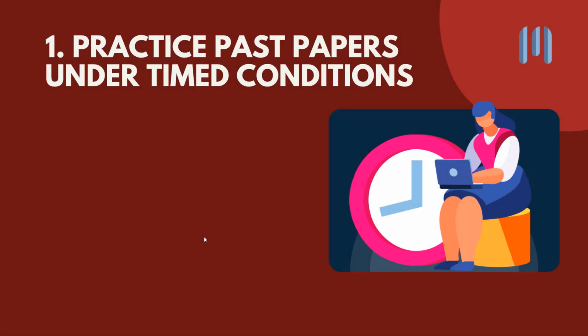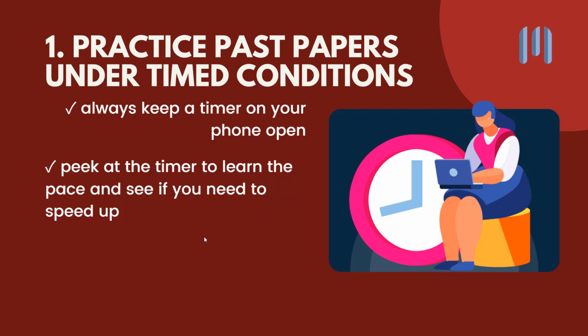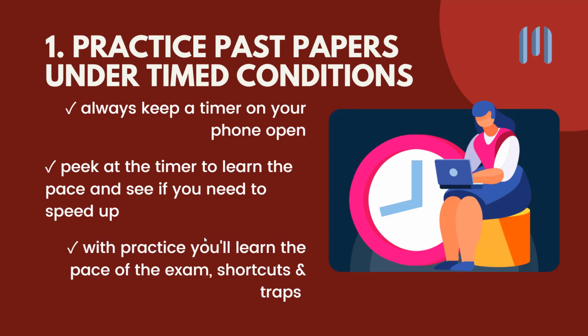Alright, tip number 1 is to practice as many past papers as you can, and practice all of them under timed conditions. Even when you're doing the first past paper to see how the format of the exam looks, just open a timer on your phone or laptop and peek at it from time to time to learn the pace of the exam. And as you expose yourself to more and more questions, you'll learn to intuitively feel how much time you can spend per question, what shortcuts you can use, or what traps the authors of the BMAT often set up, all of which can help you get those extra points.